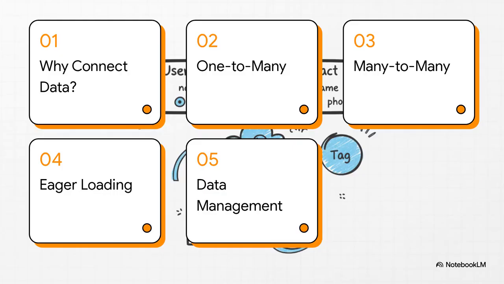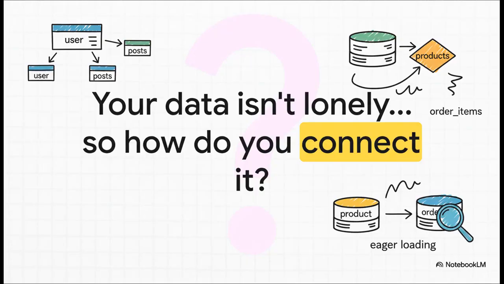Okay, here's our game plan. We'll kick things off with the why we even need to connect data in the first place. Then we'll build our very first and most common connection, the one-to-many link. From there, we'll level up to the many-to-many relationship, and then, the big payoff, eager loading. Finally, we'll wrap it all up by looking at how you actually manage all this connected data in the real world.